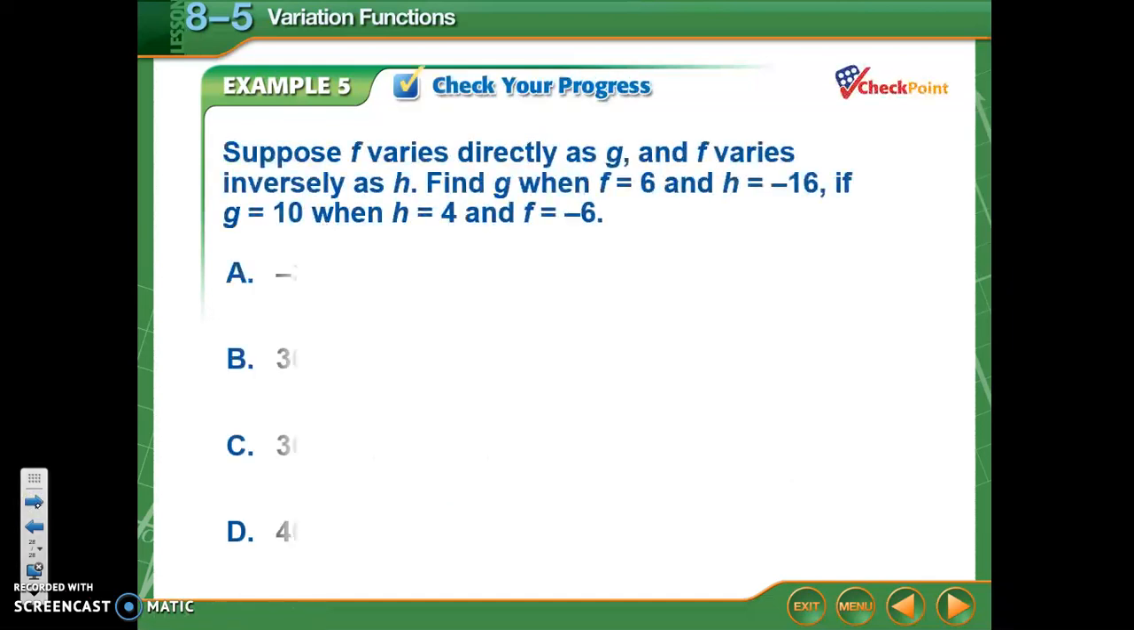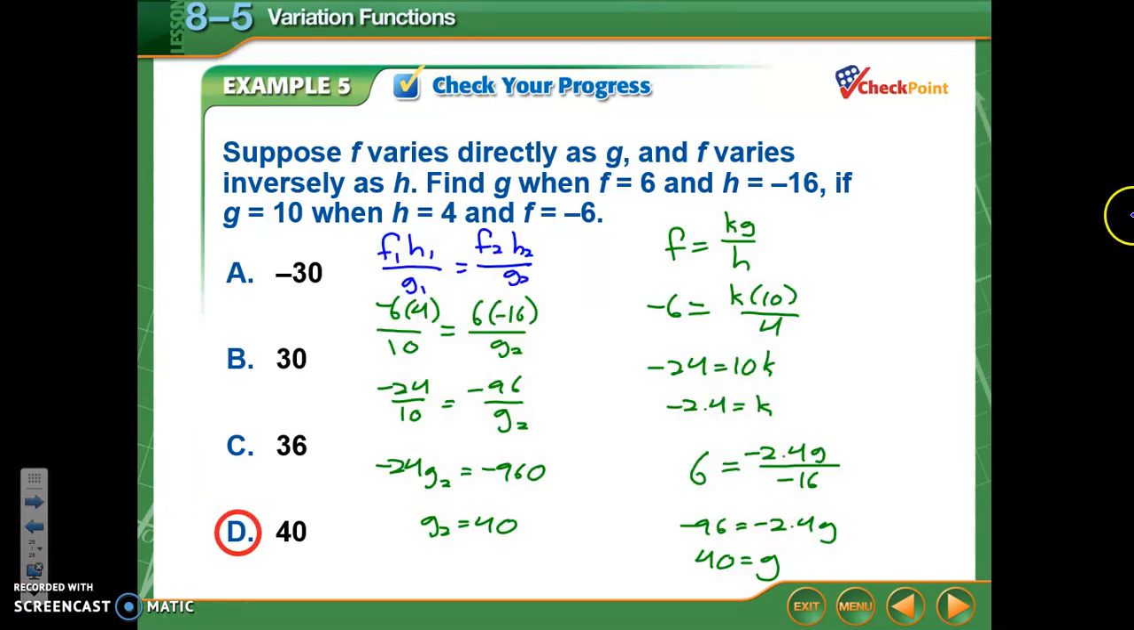All right, last question on this one. Try this. Okay, in this case, you should have gotten 40. All right, and there's the work for both different ways to do that, with the proportion and without it.